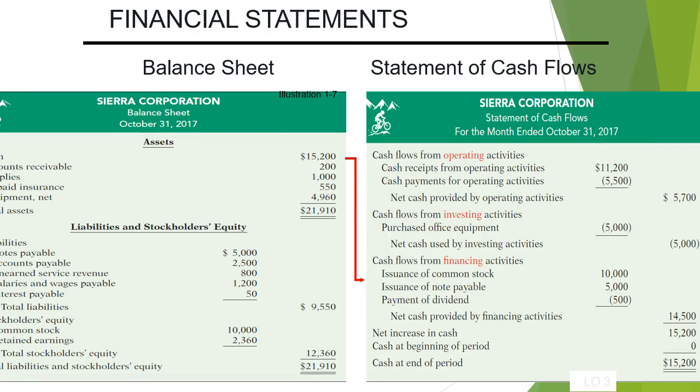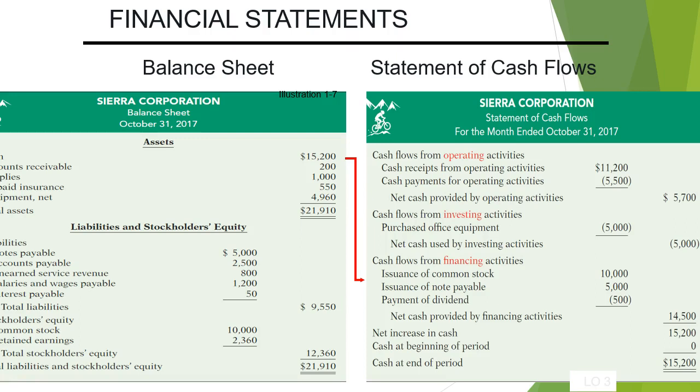When you think about a company's business transactions, they fall under three categories: operating activities, investing activities, and financing activities. When you think about operating activities, think about the day-to-day operations of the business. So, think about your place of employment. What is it that you do on a daily basis?